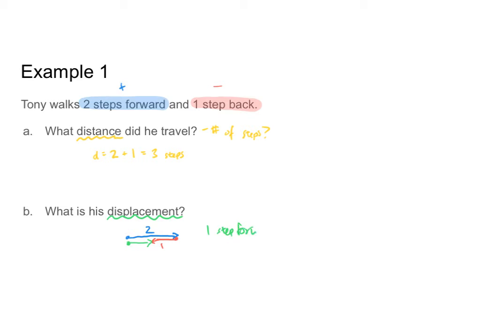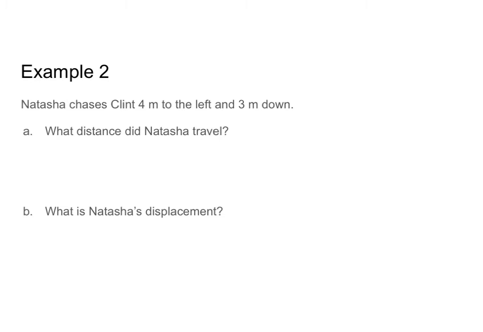So he's 1 step away from where he started. So I know now Tony's distance is 3 steps because he took 3 total steps, but his displacement is only 1 step because he's only 1 step away from his start point. So let's do another example, this time in 2 dimensions.